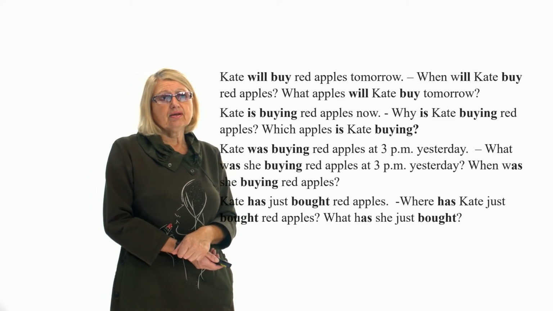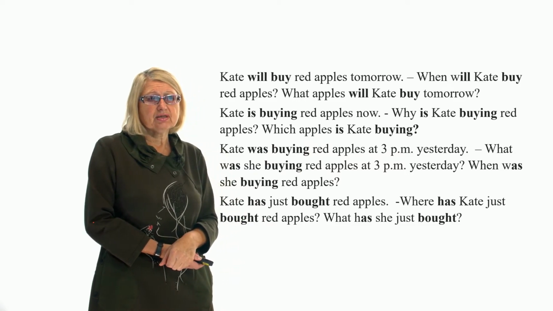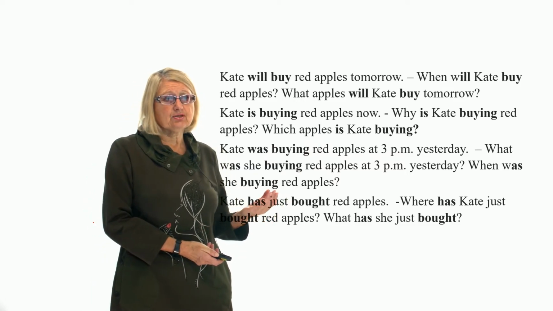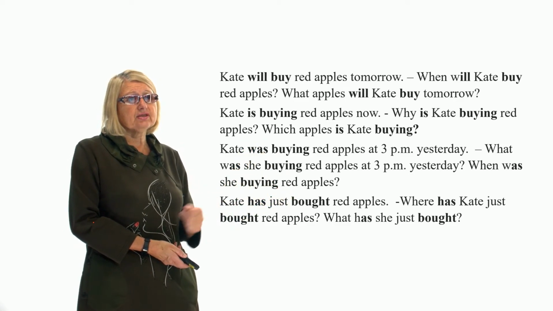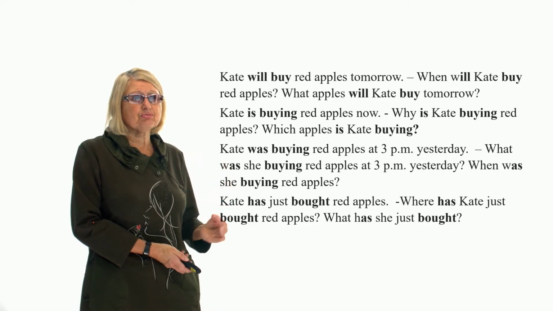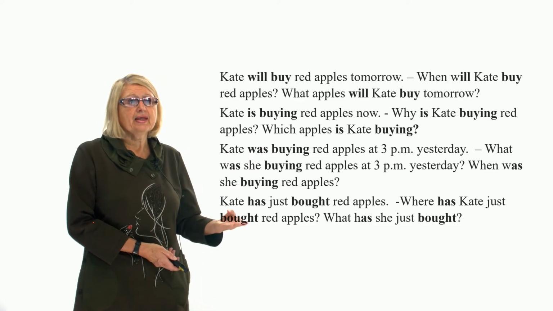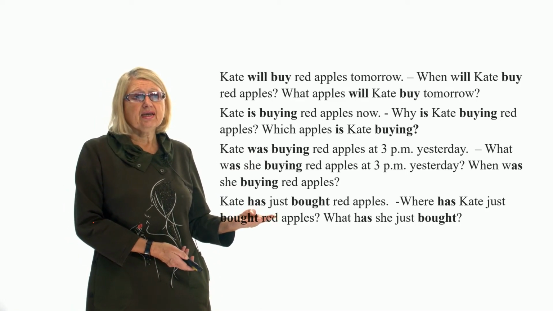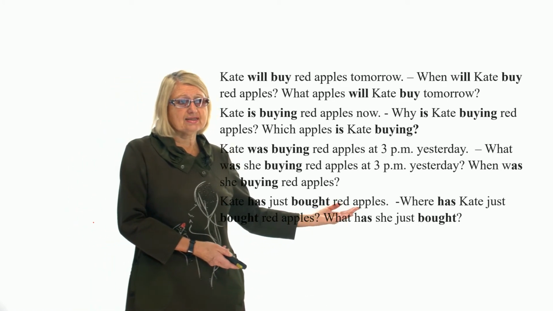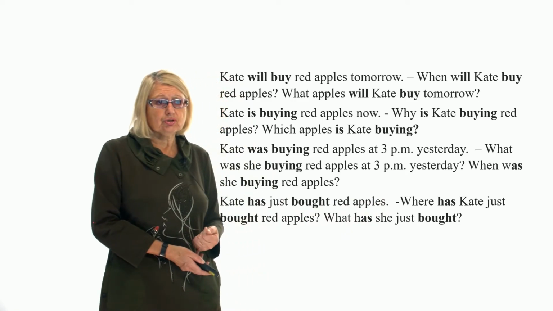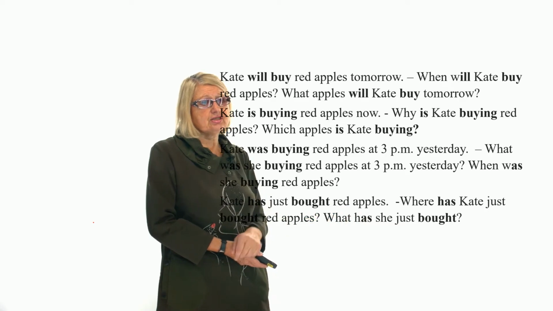Kate is buying, present continuous. Why is Kate buying red apples? What apples is Kate buying? Kate was buying, you see, the sentences are very similar, only forms of the verb is changing. And the last, Kate has just bought, where, and has Kate just bought? Yes, and what has she just bought?